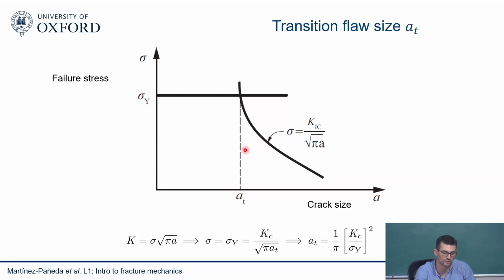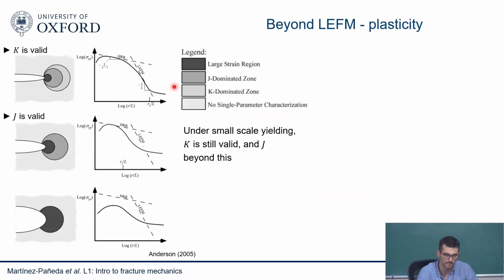So engineers will always try to work in this side of the picture. They want to make sure the cracks that you can find in your material are smaller than your transition flaw size, to make sure that if things fail, they will fail due to yielding and they will not fail due to fracture mechanics. So that's the idea. Okay, that's all regarding linear elastic fracture mechanics. This is what we teach our undergrads in the first year, linear elastic fracture mechanics.